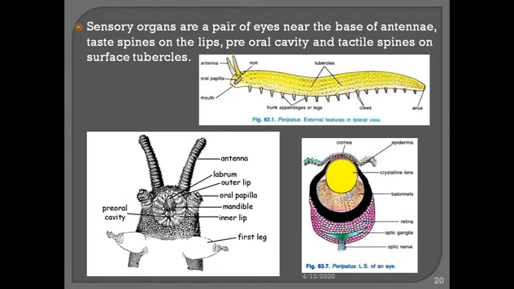We can see body parts are entirely covered with the tubercles. You can find it in the top figure, and within those tubercles there is a tactile spine which is used for mechanical reception, that means touch reception. So the touch signals will be conducted through the tactile spines on the surface tubercles. I'm repeating, the sensory organs are a pair of eyes, antennae, then taste spines on the lips, preoral cavity, and tactile spines on the surface of tubercles.